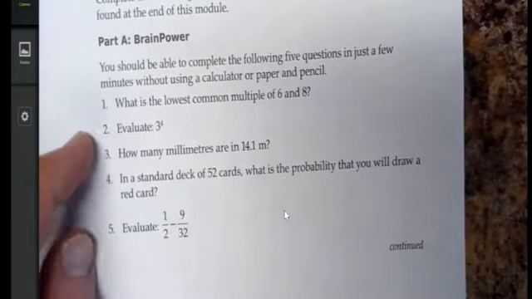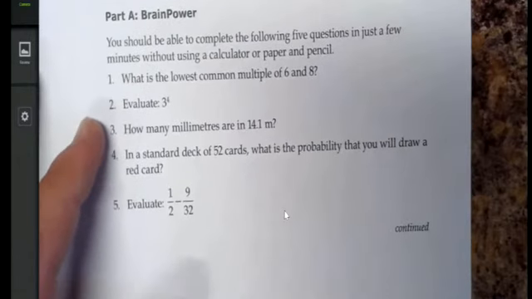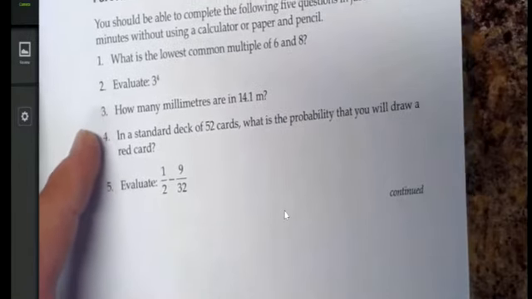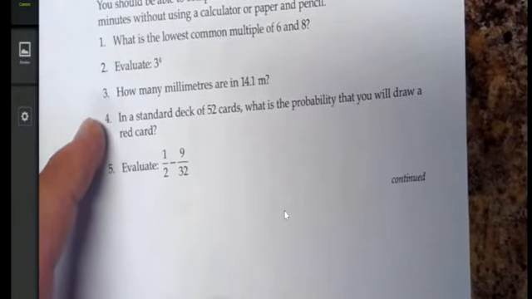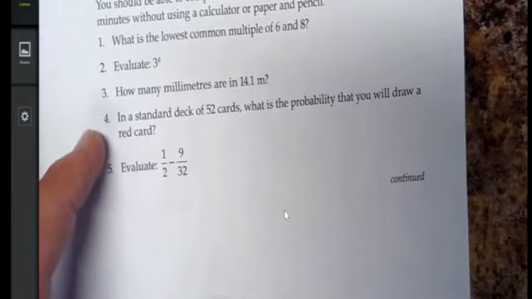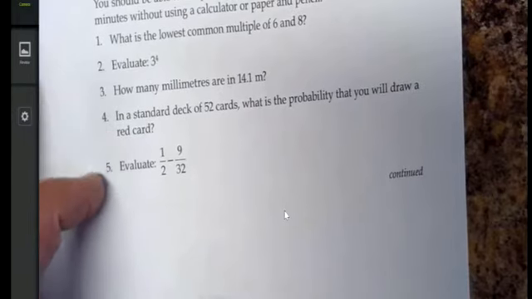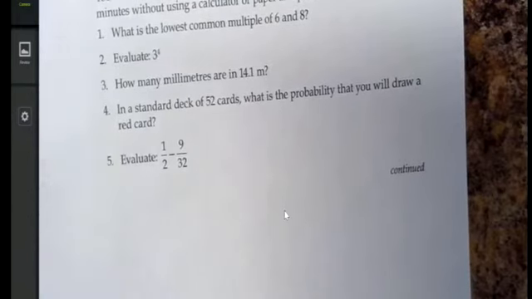What is the lowest common multiple of 6 and 8? Evaluate 3 to the power of 4. How many millimeters are there in 14.1 meters? In a standard deck of 52 cards, what is the probability that you will draw a red card? And then evaluate 1/2 take away 9/32. 30 seconds. Okay. So I should have enough space on the sheet, I would think.